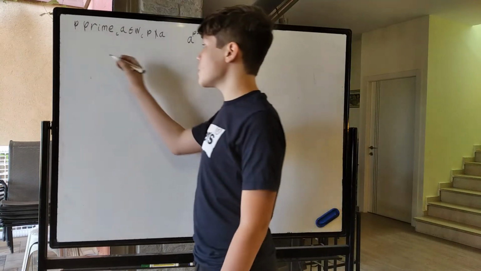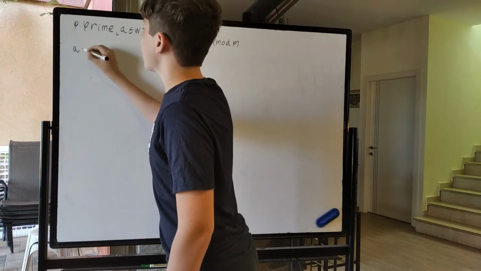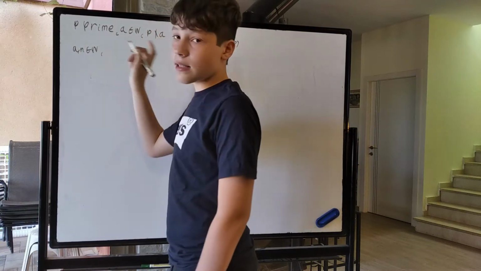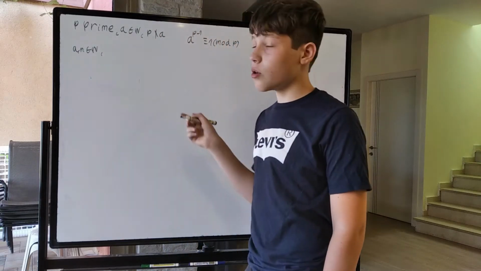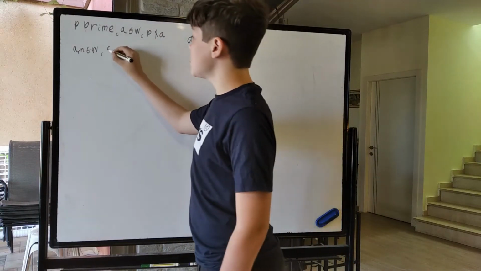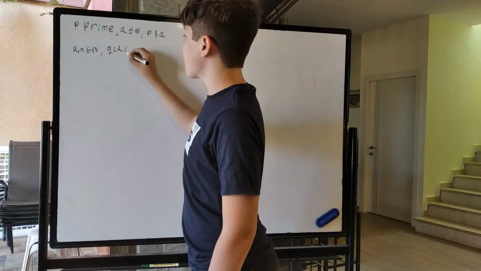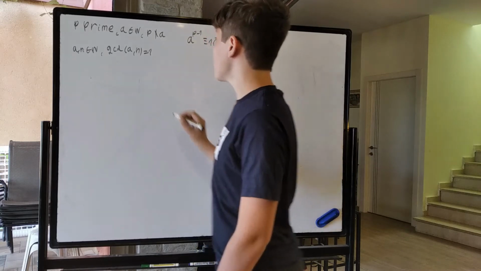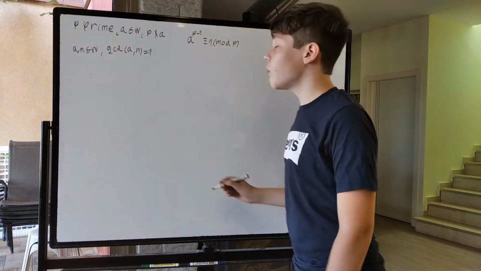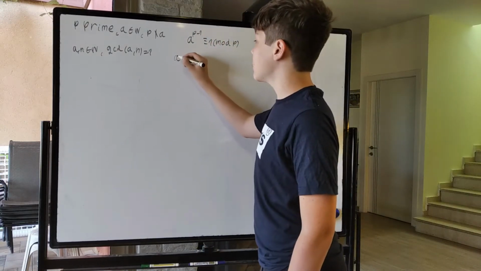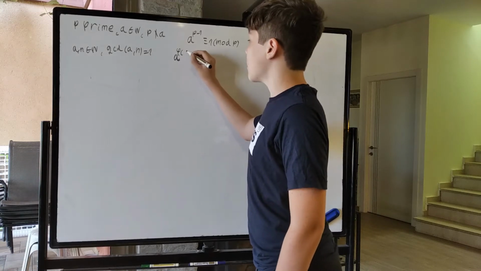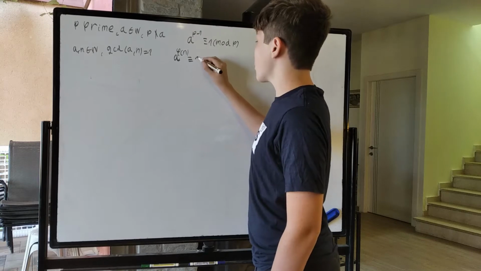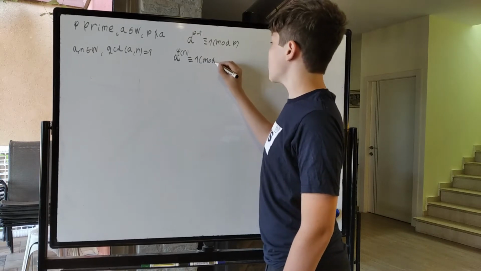Now Euler's expansion to this theorem is: if A and N are natural numbers and A and N are co-prime, basically the GCD, the greatest common divisor between A and N, is 1, if those two things hold, we can say that A to the phi of N is congruent to 1 mod N.